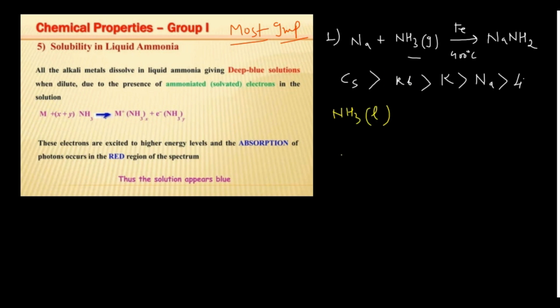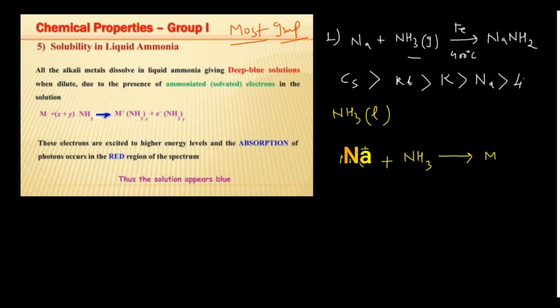So all the alkali metals are soluble in liquid ammonia, and they give you a solution which is highly conductive and blue in color. Sodium metal, right? I am writing here. If you put this sodium metal into the NH3, then it will give you things like that.